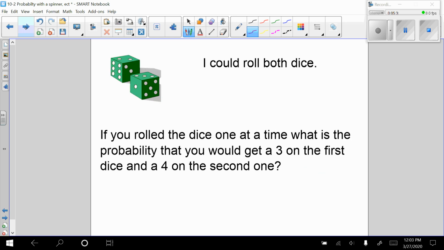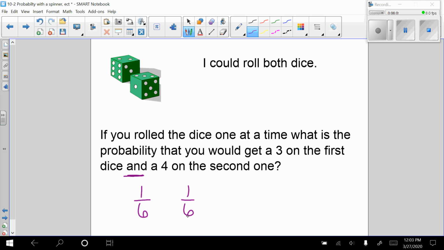Now here's where something comes into play if you had 2 dice. This one's a little different. If I roll the dice one at a time, what is the probability that you would get 3 on the first dice and 4 on the second one? This is where that "and" word comes into play. I'm not just going to add the 2 together. They're both independent ones. So if I was going to roll the first dice, I have a 1 in 6 chance of getting a 3 on it because there's 6 total numbers on that dice. On the second dice, I also have a 1 in 6 chance of getting a 4.